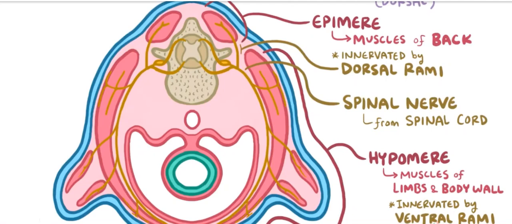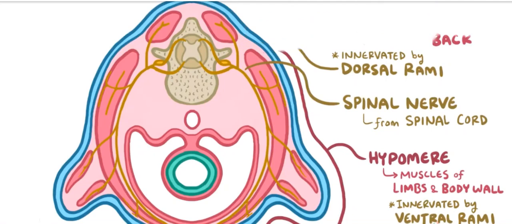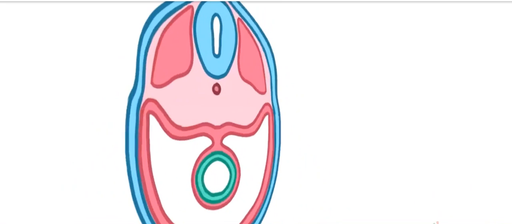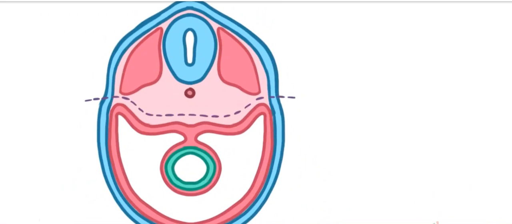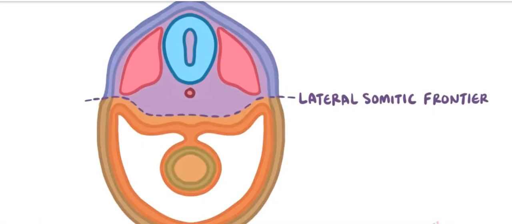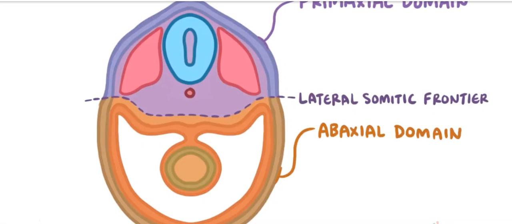Now, another way to categorize muscles is according to their origin. So if we rewind again, lateral to the somite, there's an area called the lateral somitic frontier that separates the somites from the parietal mesoderm flanking them. Kind of like a border between 2 countries, this line splits embryonic mesoderm into 2 distinct territories: the primaxial domain and the abaxial domain. The primaxial domain originates from somites around the neural tube, so it's mainly composed of paraxial mesoderm.